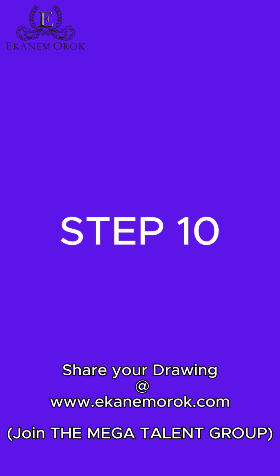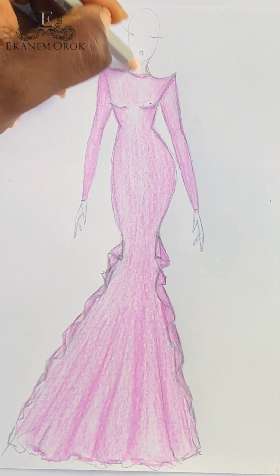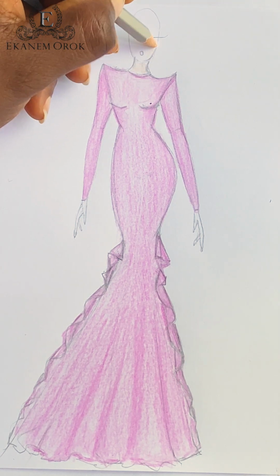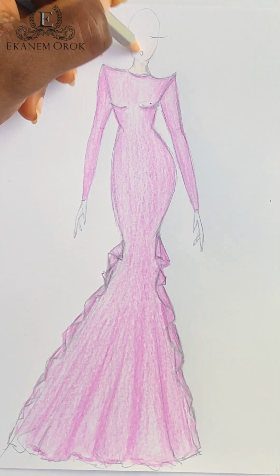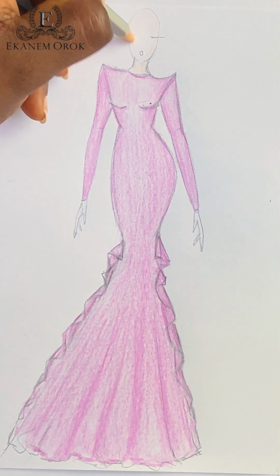Step 9. Color the model's skin using the skin tone colored pencil, adding more pencil pressure to create shadows at the edge of the skin.